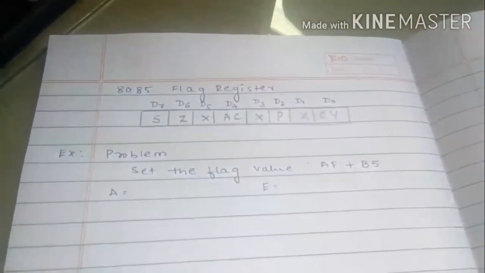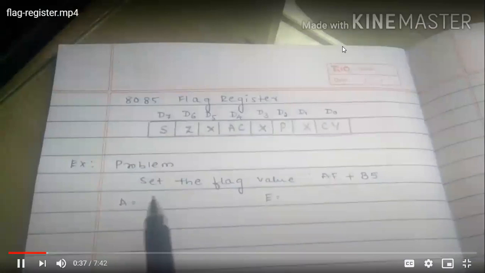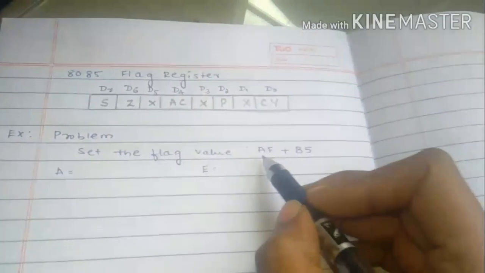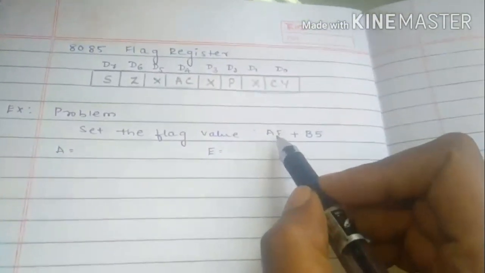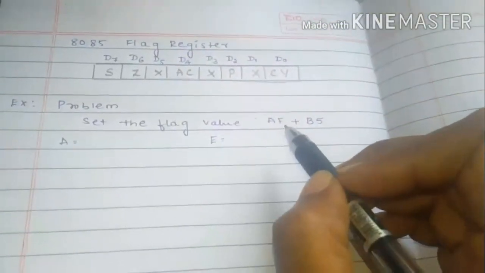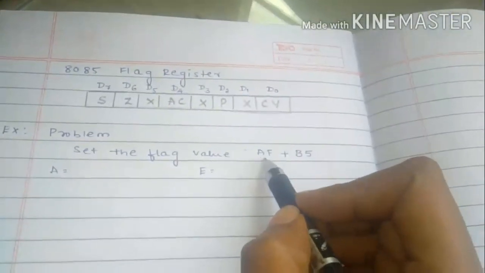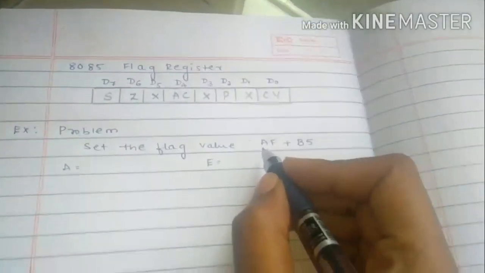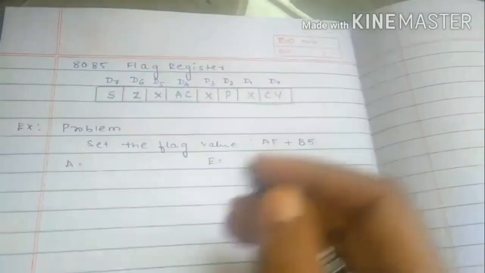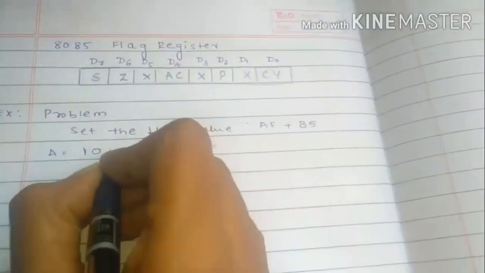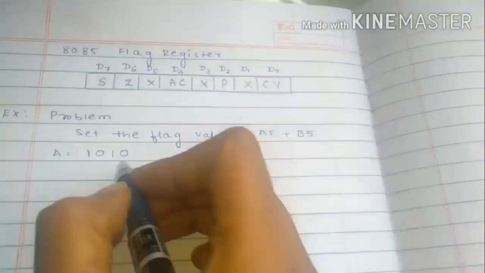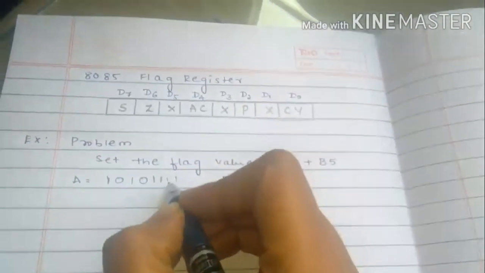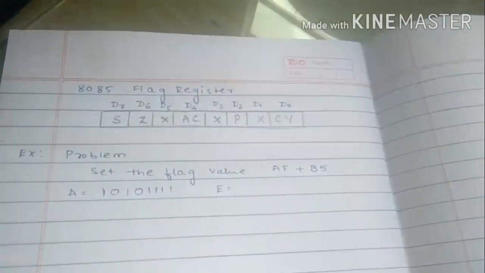So we'll solve one problem here. They have given the problem. Sometimes they'll give the 8 bits also, and sometimes they'll give characters, which should be converted to 8 bits. They have given one as AF and one more as B5. So for AF, the binary value of A is 1010, and F is 1111. Whatever character they have given should be converted to a binary value.